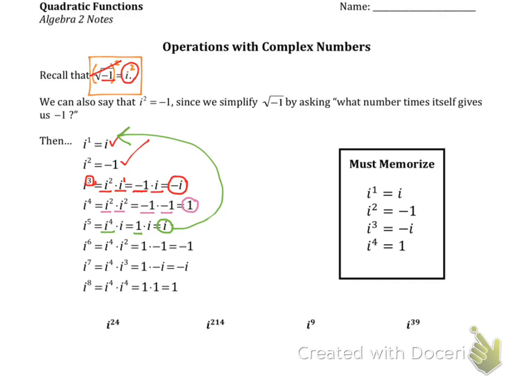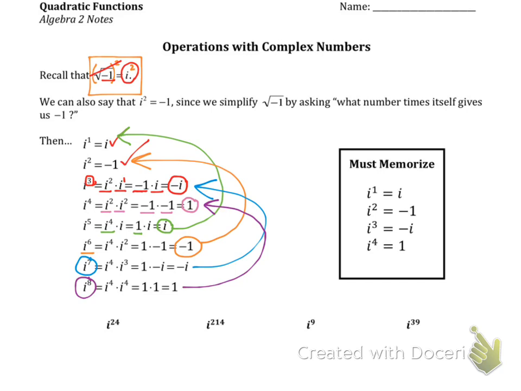So this pattern will repeat itself. Notice how i to the sixth is -1, and notice how i to the seventh is -i. And then we have i to the eighth is 1. So if I went i to the ninth, would you know what that was? I to the ninth would be i, and it would repeat itself over and over again. So we need to memorize this box right here, because after the fourth power, the pattern repeats itself.